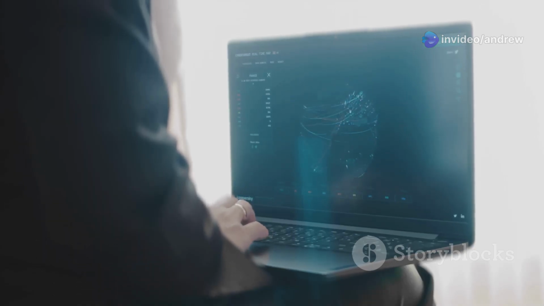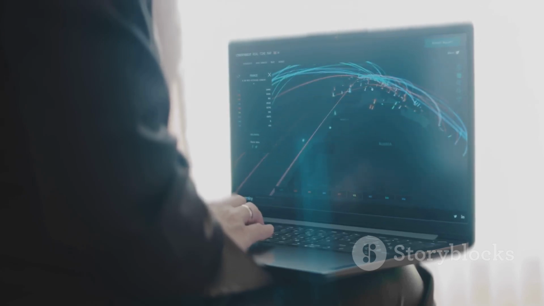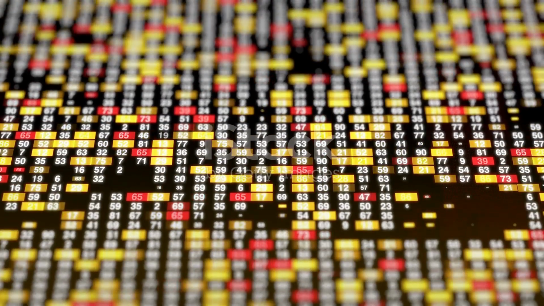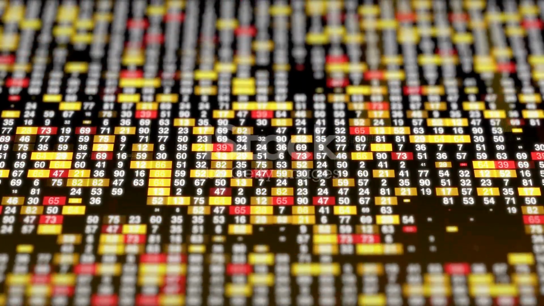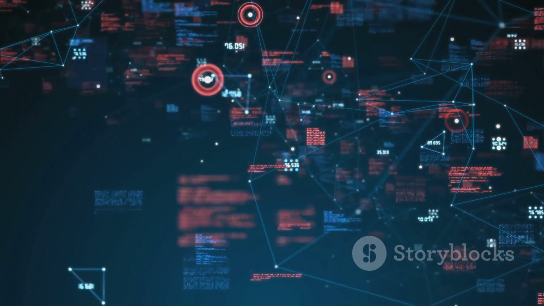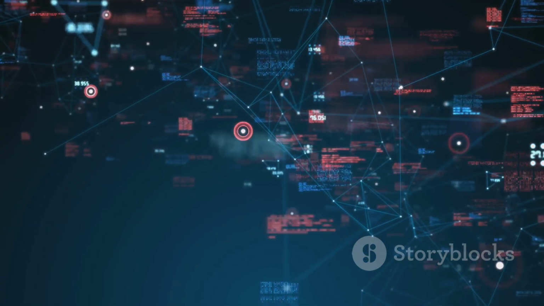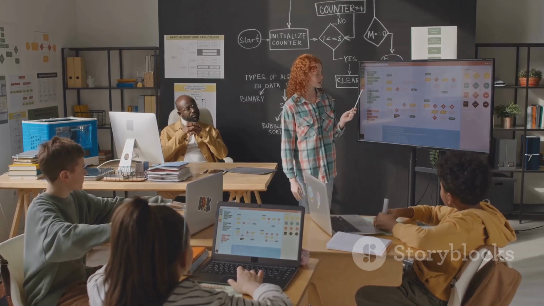In summary, clustering algorithms are powerful tools in machine learning that help us uncover hidden patterns and structures in data. Whether you're analyzing customer behavior or detecting anomalies, understanding these algorithms is essential.